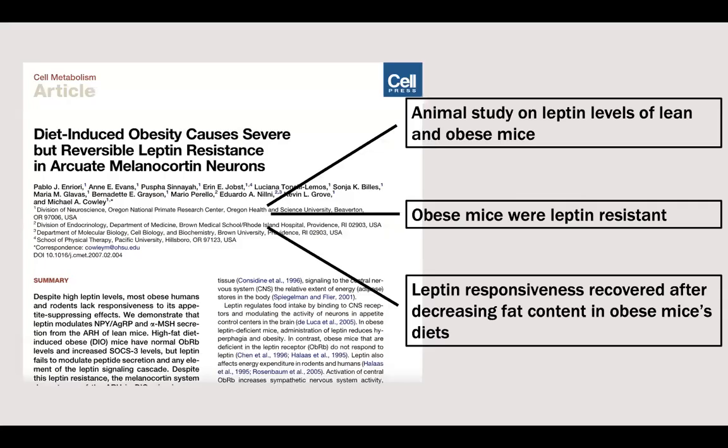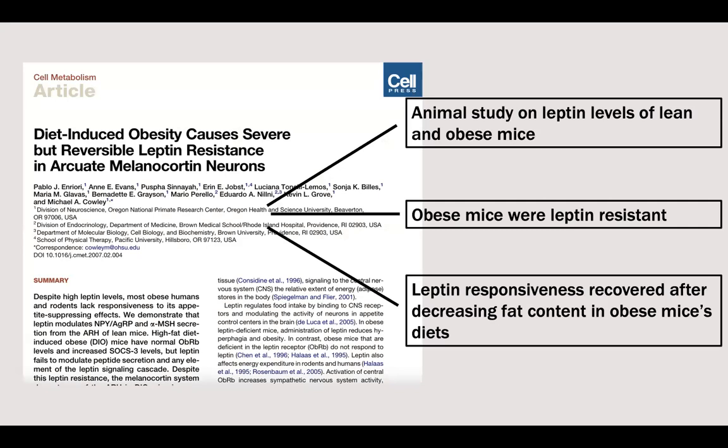There was also an animal study performed on lean and obese mice. The research team observed the leptin levels of lean mice and mice who became obese from high-fat diets. The obese mice were leptin resistant, but by decreasing the fat content in the diets, their leptin responsiveness recovered. This study relates to the DASH diet because one of the goals the diet promotes is to decrease saturated fat intake. Also, the diet specifically recommends low-fat or fat-free dairy products to minimize the amount of fat in the diet.